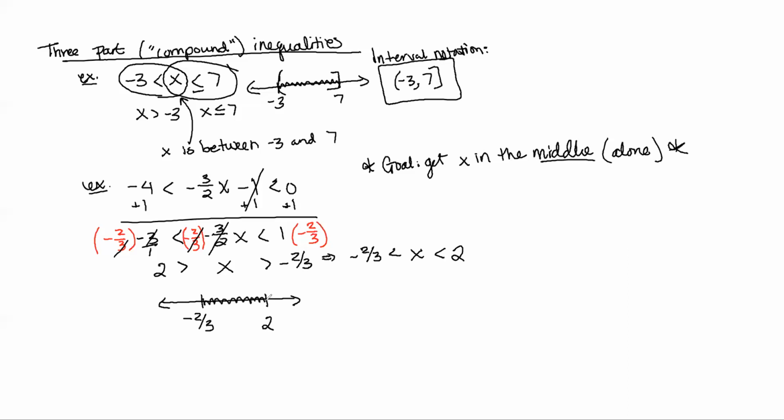And that's a really nice thing about these compound inequalities. So we're going to have parentheses at both. And then our interval notation is going to go from negative 2/3 with a parenthesis up to 2 with another parenthesis.